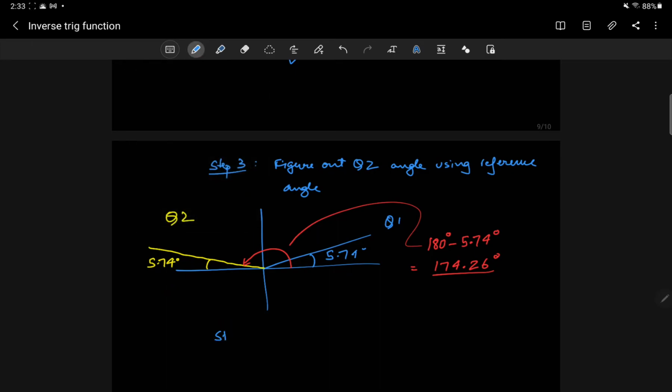And then maybe last step, what you can do is verify. Verify by finding sine of 5.74 degrees and sine of 174.26 degrees. Plug that in. You have sine of 5.74 is 0.1 and sine of 174.26 is also 0.1. Okay, so that makes sense.